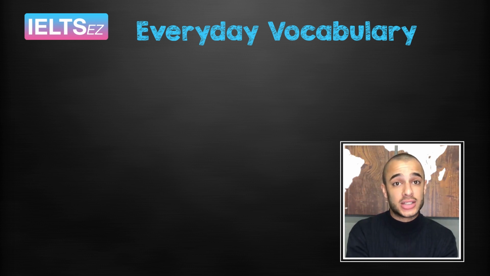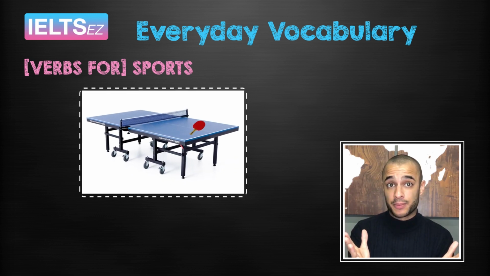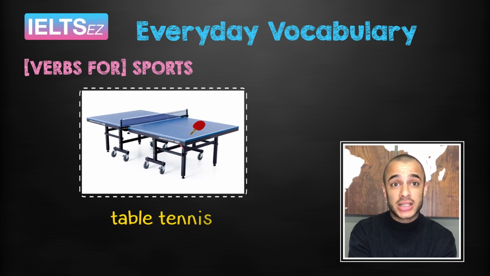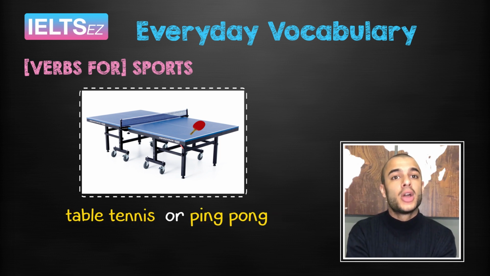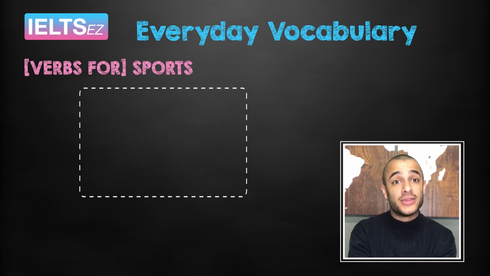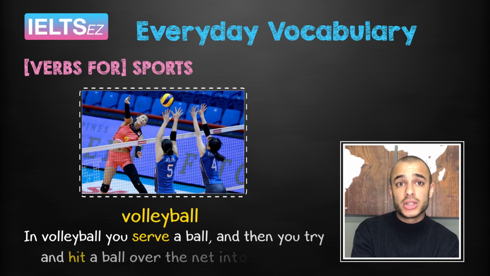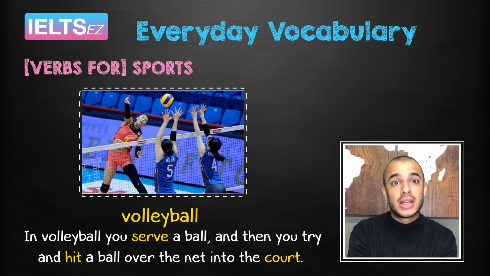I will give you some verbs associated with different types of sports. So, what sport is this? Yes, table tennis or ping pong. When you play table tennis, you need a bat. You hit a ball over a net on a table. Bat, net, table. And this is volleyball. In volleyball, you serve a ball, like in tennis, and then you try and hit a ball over the net into the court. Serve, hit, court.